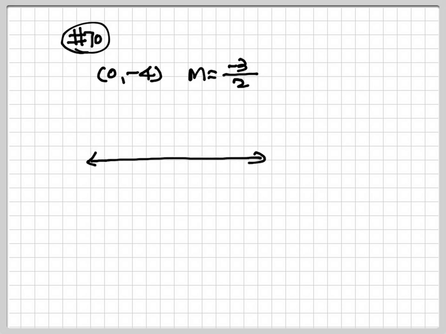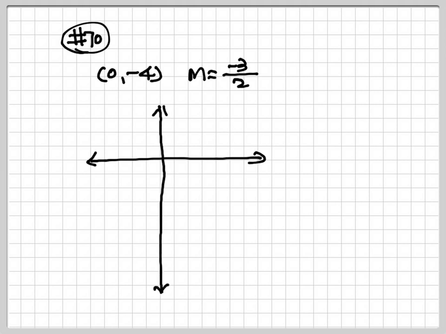Number 70, we have (0, -4). The slope is equal to -3. I always give the negative to the numerator. Okay, -3 over 2. Then let's graph this. Draw my x and y. I need to draw a straight line.